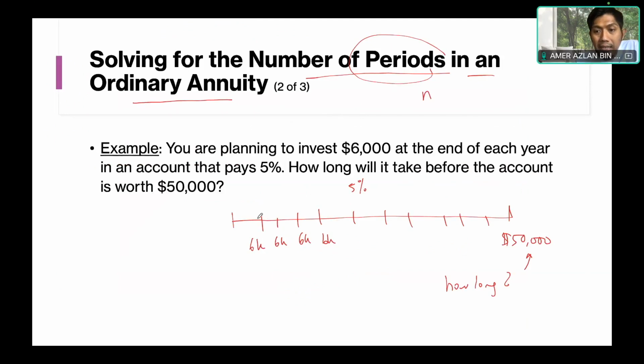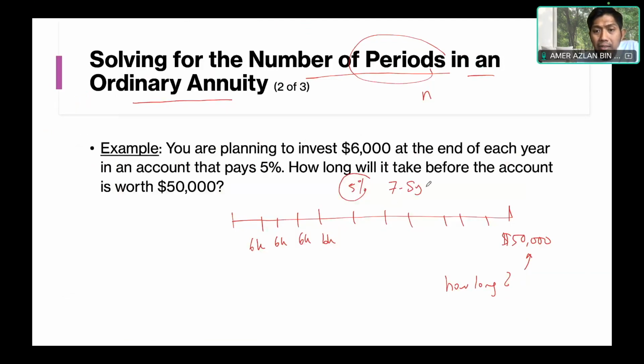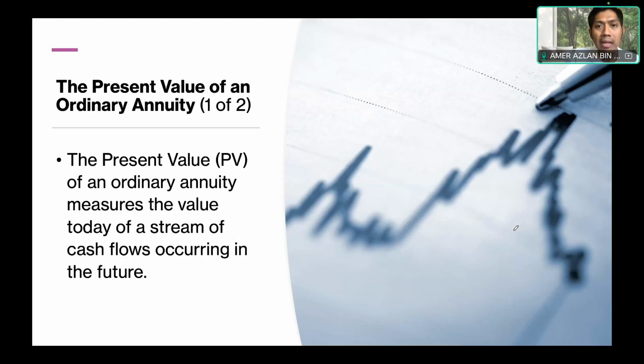So again, in other words, to have your money grow up to $50,000, if you save consistently every year 6,000 in an account that gives you 5%, okay, it will take about 7 to 8 years for the money to grow to $50,000. And that is how you solve the number of periods in an ordinary annuity. So just now we talked about calculating the future value of ordinary annuity. The next part is on calculating the present value of ordinary annuity.